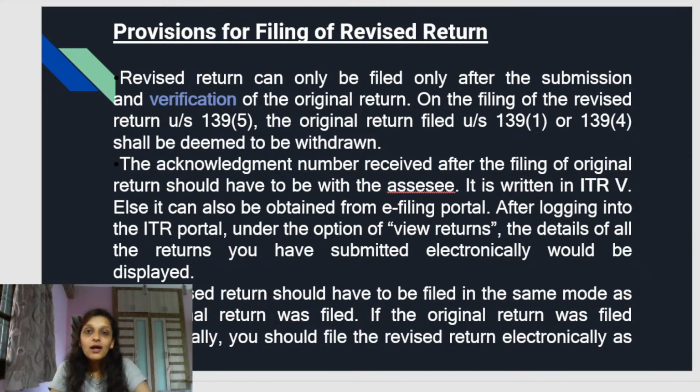And it is always said that a revised return steps into the shoes of the original return. When you file the revised return, your original return will not be considered at all, and the revised return will be considered, and that will step into the shoes of your original return. This is always said.